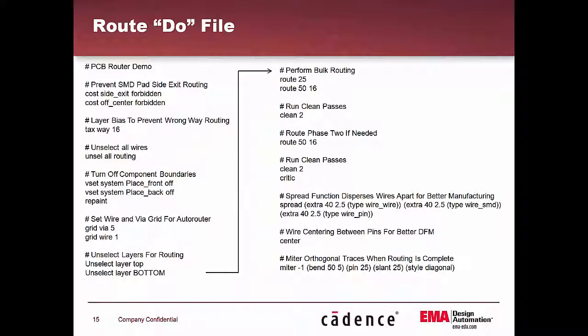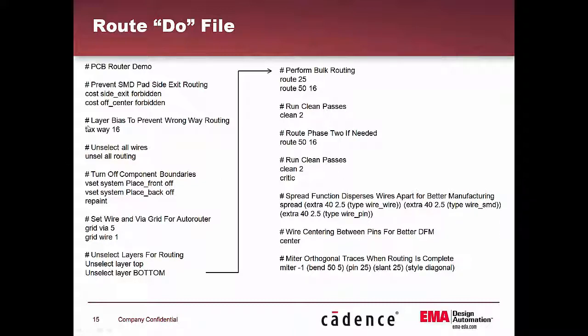So here's an example of the route do file that we're going to launch to actually route this particular design. The pound characters that you see here are simply comments. So what I've done here is I've put in the actual comment of what we're going to control with this particular command. And in this case, I'm doing a cost side exit forbidden. So this prevents any kind of routing coming out of the side of a rectangular pad on a surface mount device. And it also prevents it from coming off in an odd angle or off center. So it has to come out of the center of the pad.